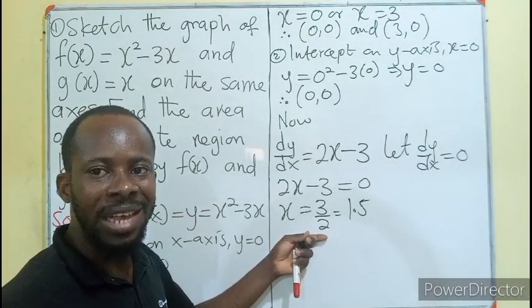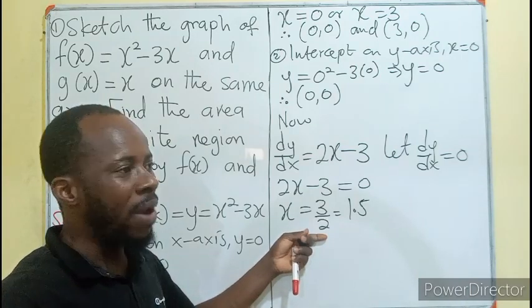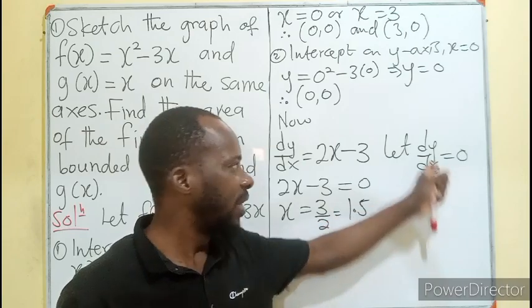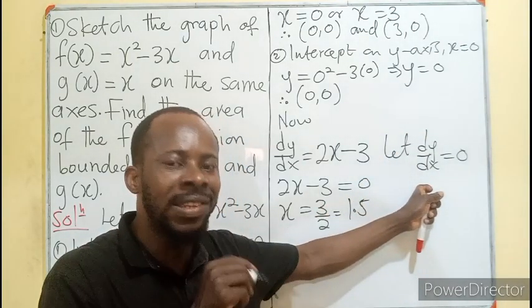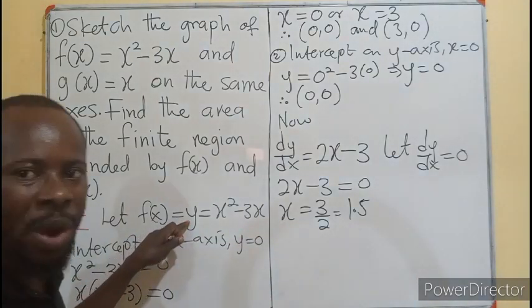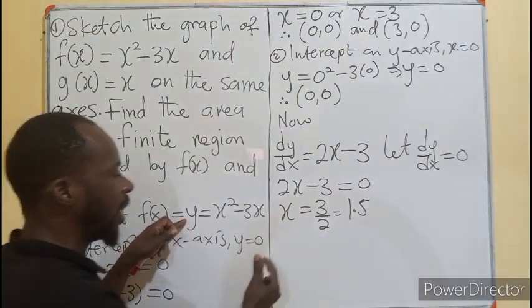This 1.5 is the value on the x-axis. What about the value on the y-axis? We are not going to use the 0 because this is dy/dx, not y itself. So now we substitute this into the equation we are working with in order to find the y values.